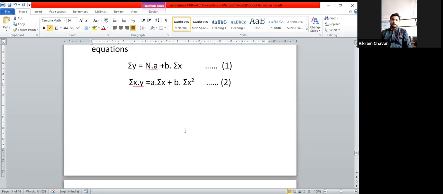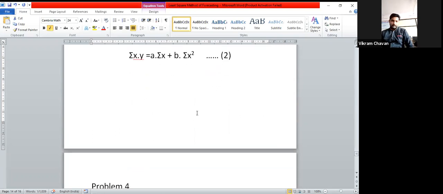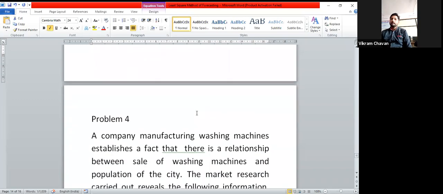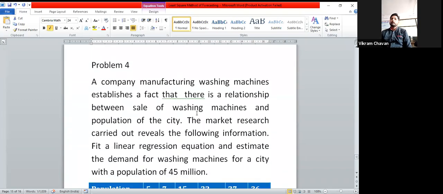Shall I take one problem quickly? I will provide the theme of the problem, and then it will be easy to solve. What type of problem will come under deviation equal to 0? That idea will come to you. So, you can write the problem statement. Problem number 4.